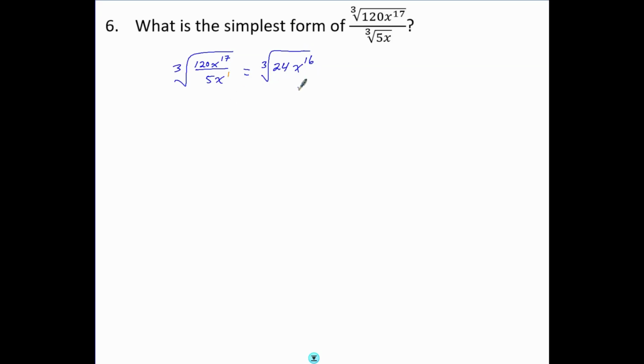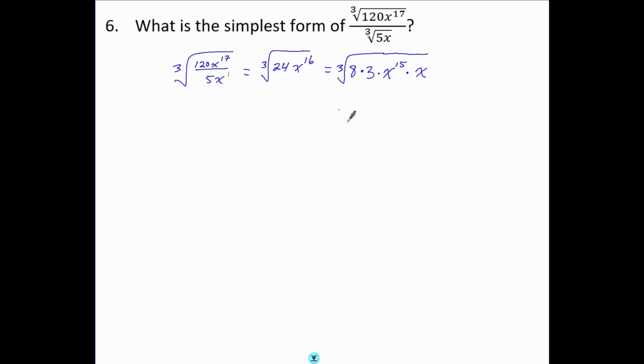Well, kind of like the last one that we just did, 24 is not divisible. Actually, it is divisible. Let's start to split this up a little bit. We could have the cube root of 8 times 3, because 24 is 8 times 3. That makes sense. And x to the 16th, what's the closest one I can get to that? That would be 15. So times x to the 15th times x.